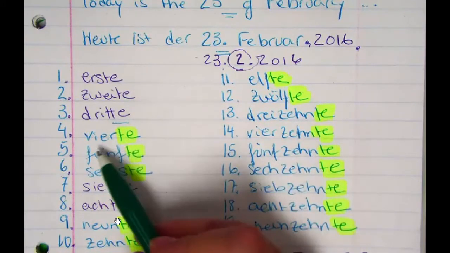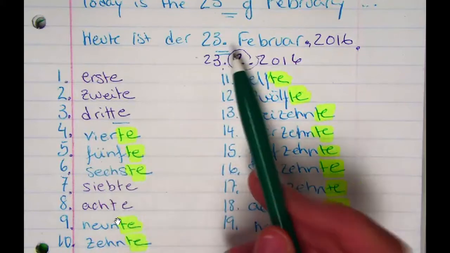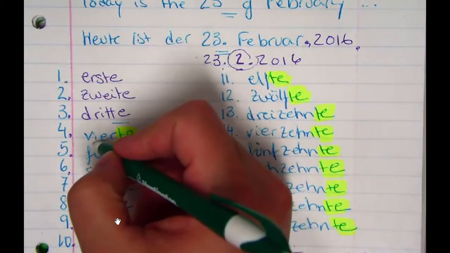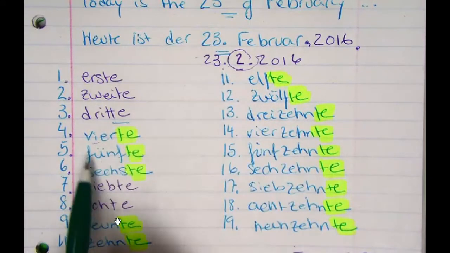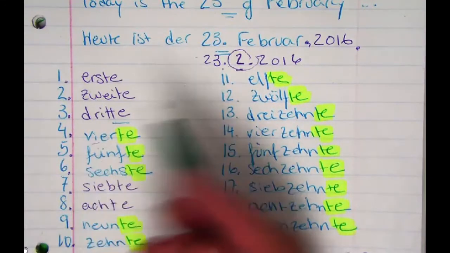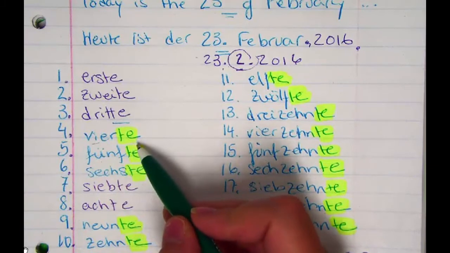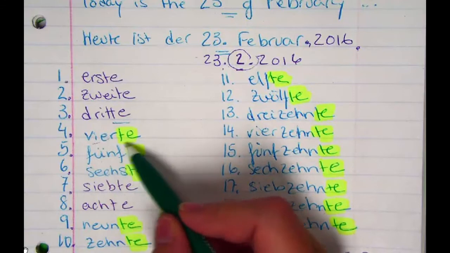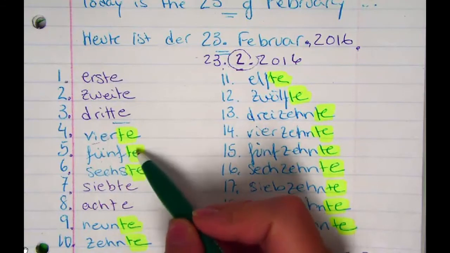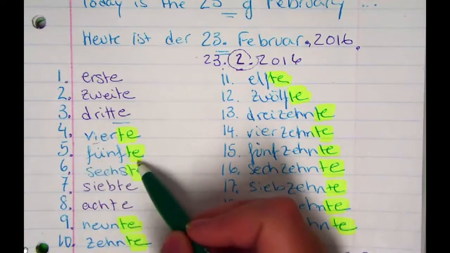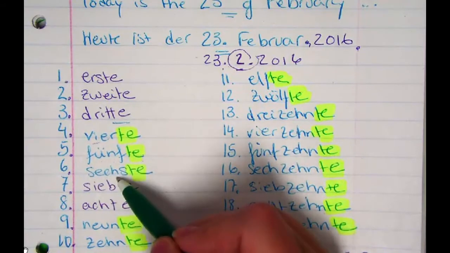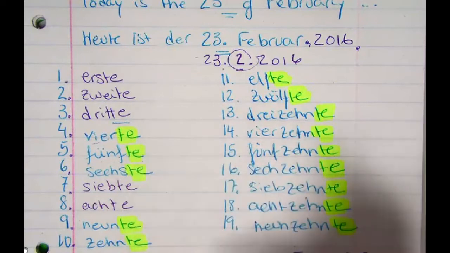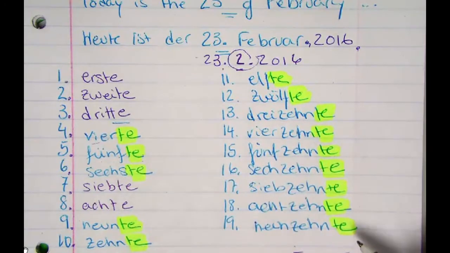For the rest of them, all you have to do to make it an ordinal number, so the 3rd, the 4th, the 5th, is write the number and then add a TE to the end. So 4 is your number 4, TE makes it vierte, so that's 4th. 5, fünfte, 5th. 6, sechste, 6th. And so on. And that holds true all the way until you hit 19.